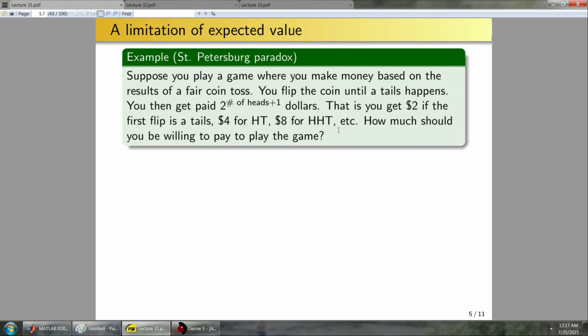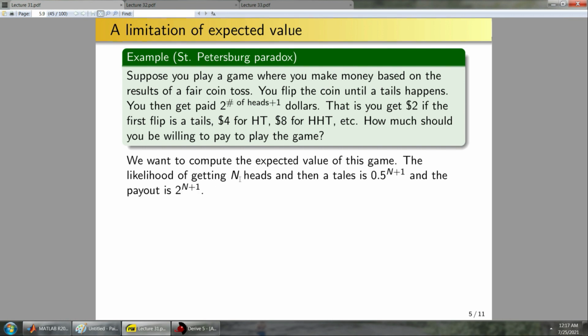Okay, so we want to compute the expected value for this game. The likelihood of getting n heads is simply going to be 0.5 to the n plus 1, right? This is the same type of argument that I applied on the previous page. So the likelihood of getting 0 heads is the likelihood that the first roll is a tails. So that gives me 0.5 to the 1. And the likelihood of getting 1 heads, well, I need to get a heads followed by a tails, and that'll be 0.5 squared, etc.